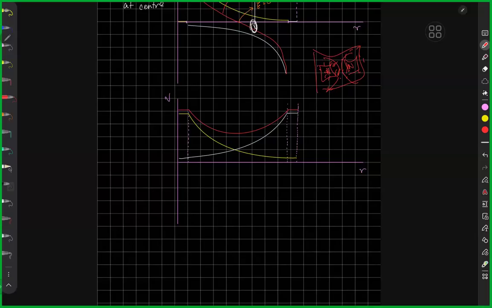Do we understand the potential curve of a positive charge? Yes, we do. Inside the sphere, it is constant for a positive charge. And from the surface till infinity, it keeps decreasing. So what do we do? We add the values up. This plus this, we get this. This plus this, we get this.